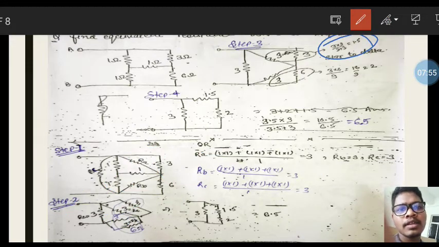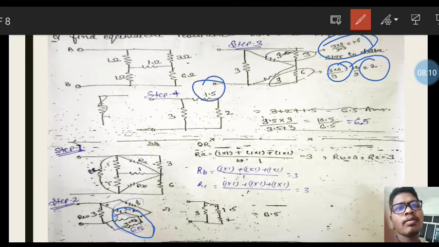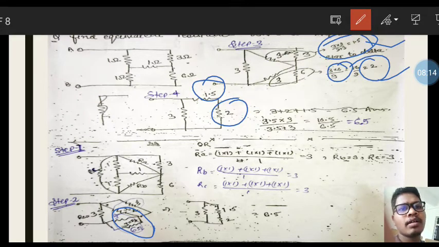Like that, here also 6 ohm and 3 ohm are in parallel connection. So 6 into 3 divided by 6 plus 3 is 2. Okay, after finding this we need to place all the resistance values we have found here. After seeing this element, these 2 resistances are connected in a series manner. So adding them, we find that the equivalent resistance is 3.5.